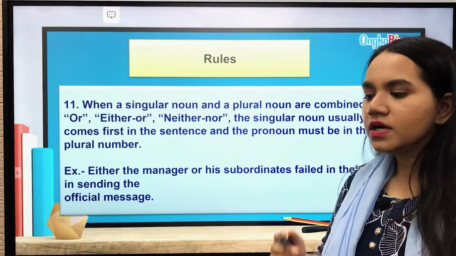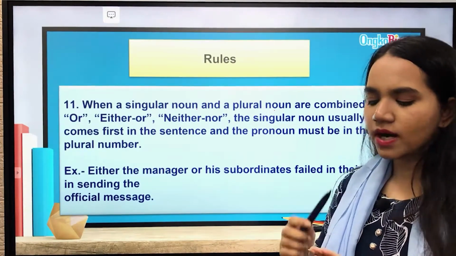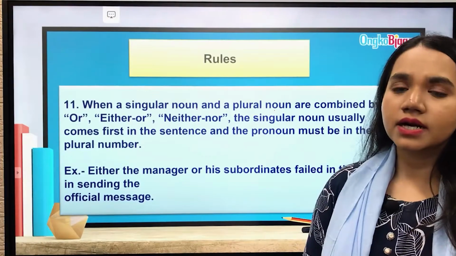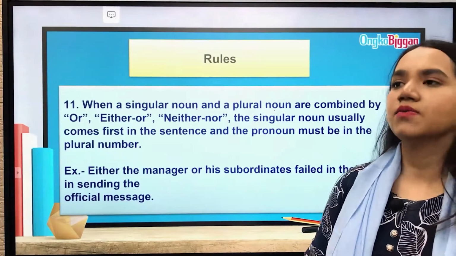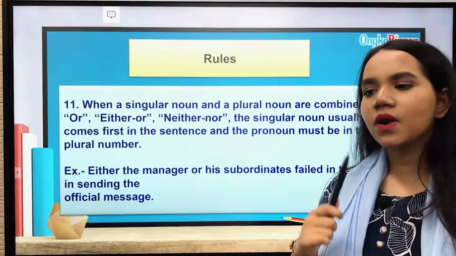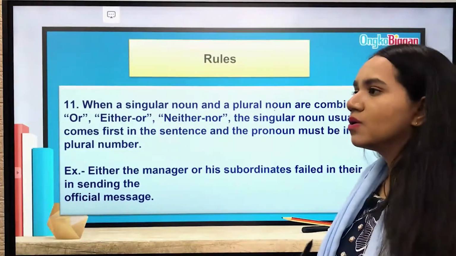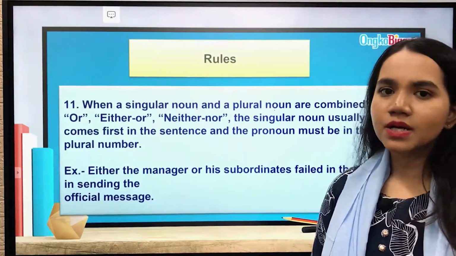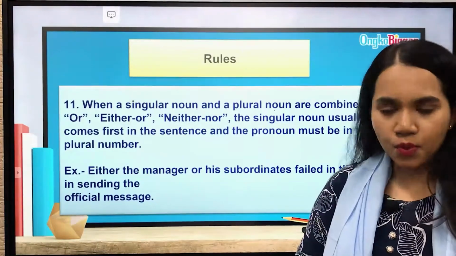Whenever you are trying to say that there is one item that is singular and another item that is plural, the singular item will come first, the plural item will come second. And because the plural item comes second, the verb that is closer to that plural noun should also be a plural word. So the pronoun should also be a plural pronoun.